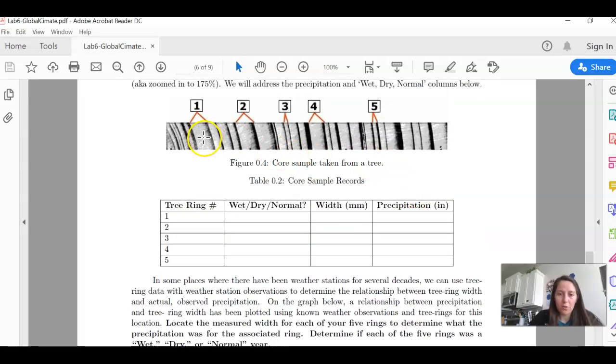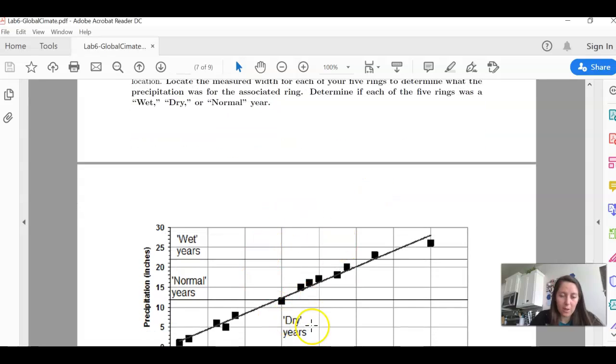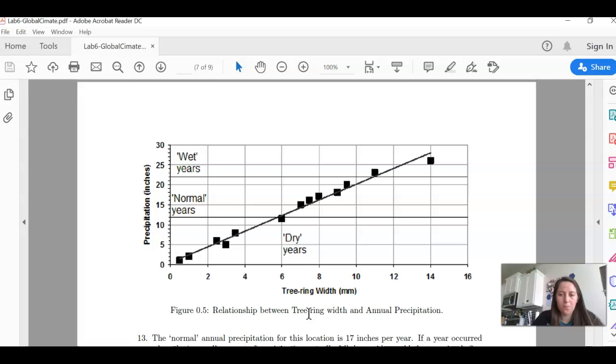So all of these ring measurements should be within this table, so that will help you out a little bit. None of them should go beyond 30 or below 0, I guess, precipitation. So that should help also make sure that you're in the right measurement scale.